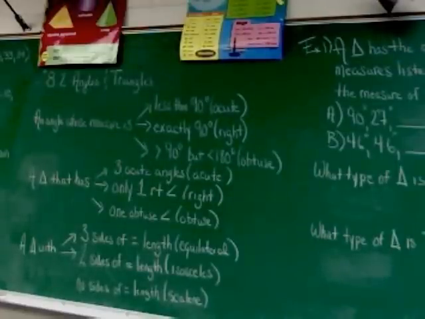Now the next set of definitions uses the same words, but now they describe triangles by their angle type. A triangle that has 3 acute angles is called an acute triangle.